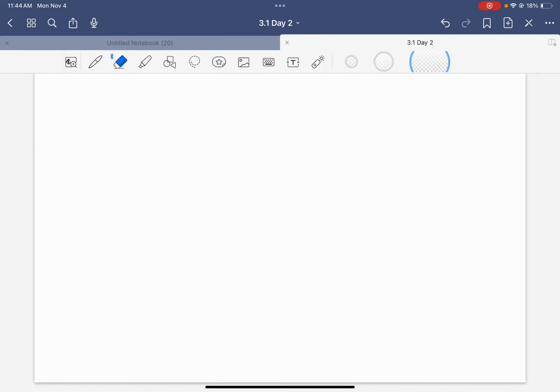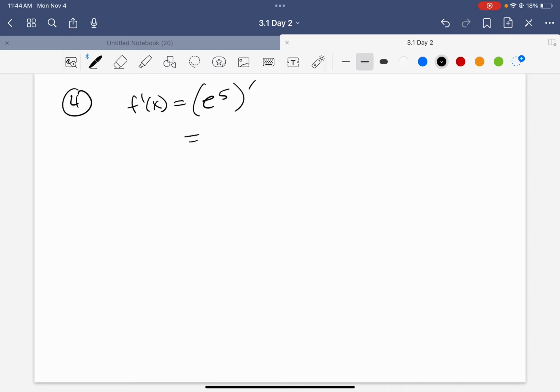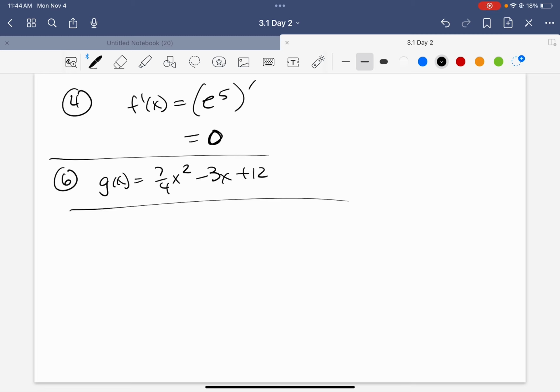So if I do number 4, this is in section 3.1, I'm taking the derivative. So I'm going to take e to the 5th, take its derivative. Well, the derivative of e to the 5th is just 0 because e to the 5th is a constant. So now I look at number 6, and if my function is 7/4 x squared minus 3x plus 12, you ask me to take the derivative.